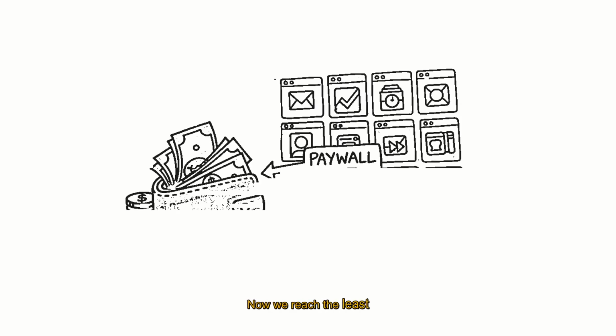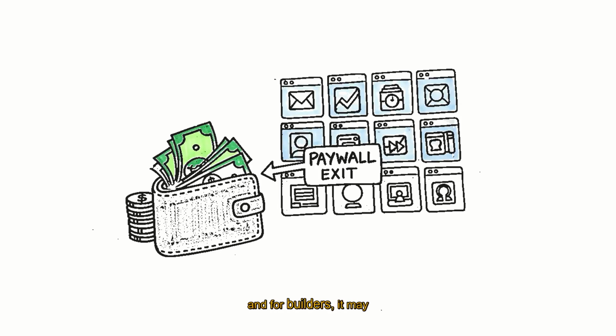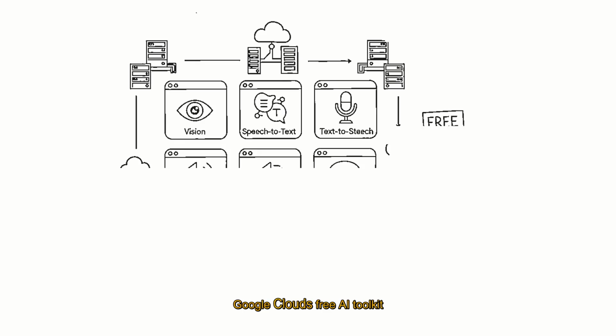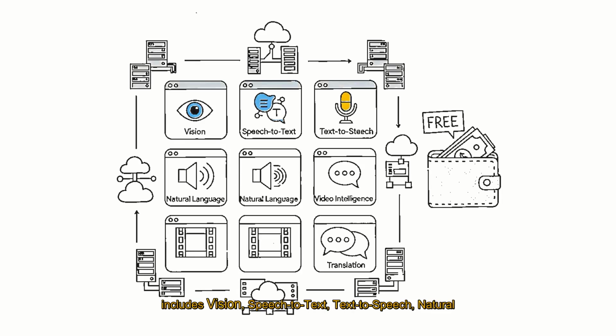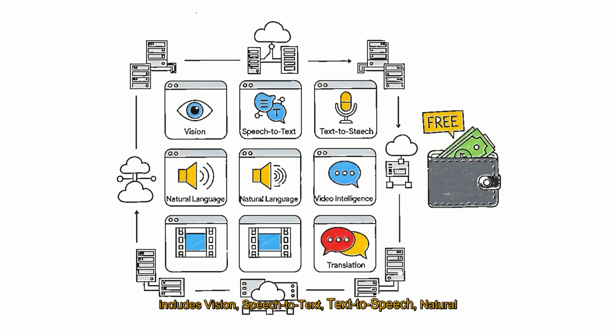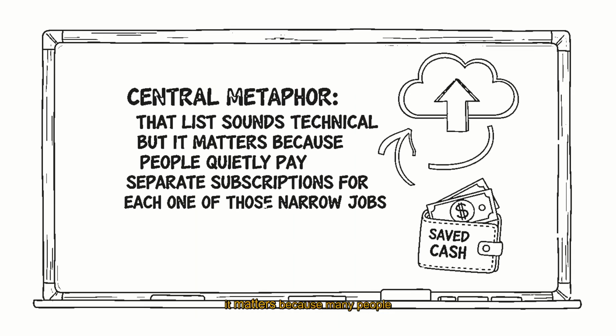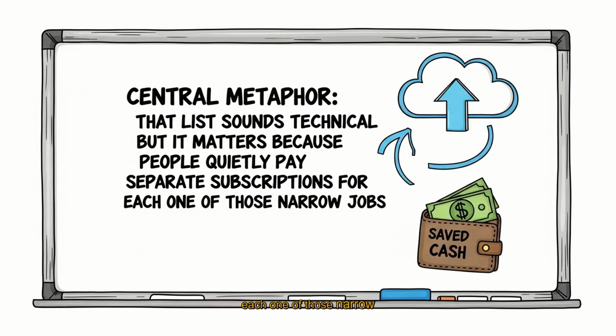Now we reach the least flashy part of this list, and for builders, it may be the most powerful replacement of all. Google Cloud's free AI toolkit includes vision, speech-to-text, text-to-speech, natural language, video intelligence, translation, and the surrounding infrastructure. That list sounds technical, but it matters because many people quietly pay separate subscriptions for each one of those narrow jobs.